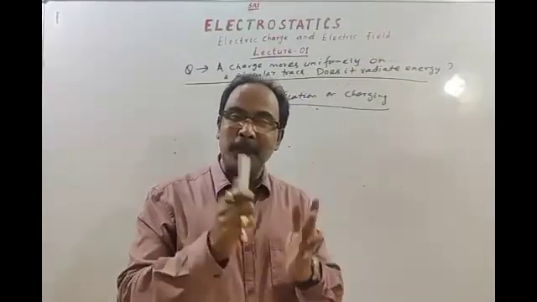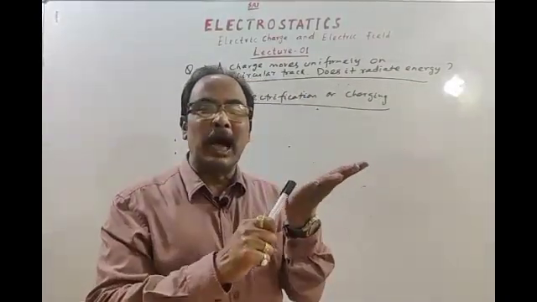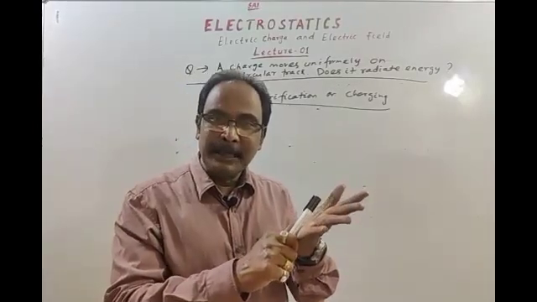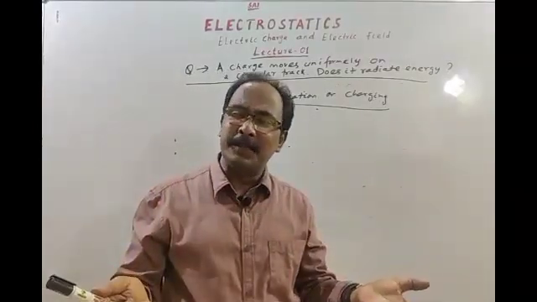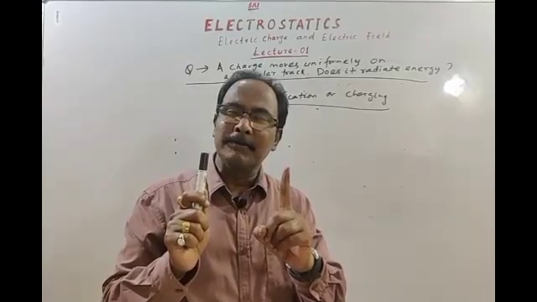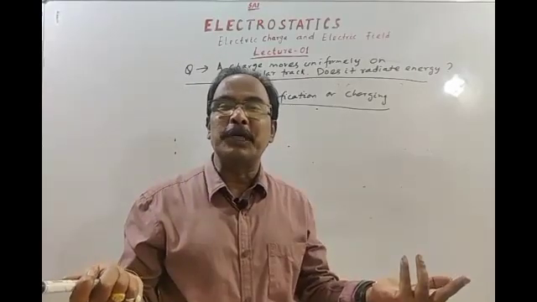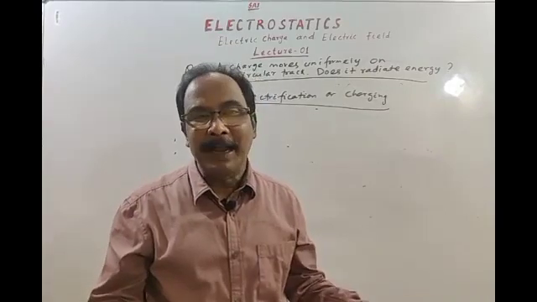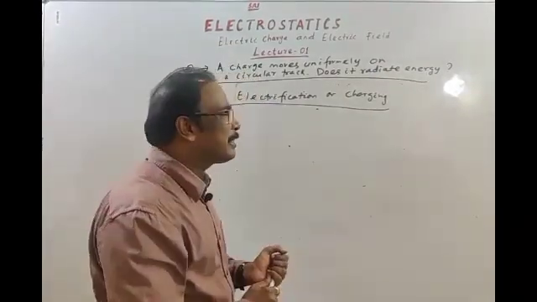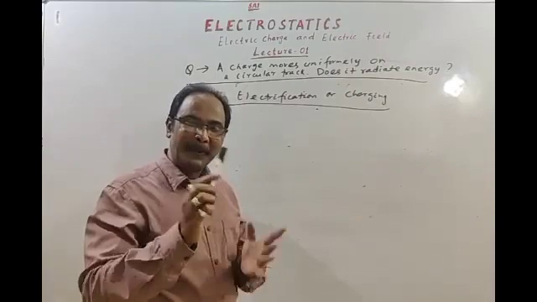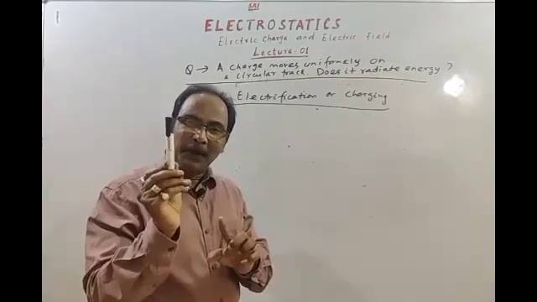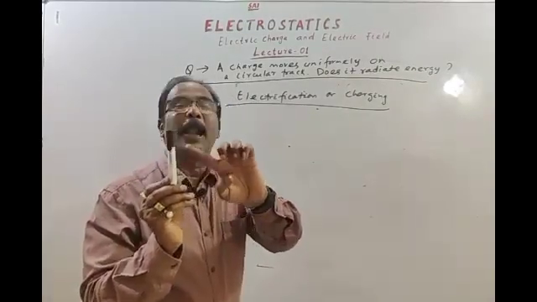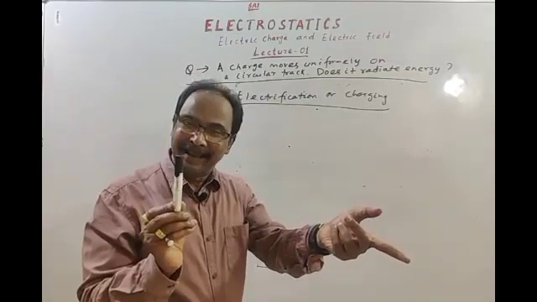After rubbing it, suppose a glass rod is rubbed against silk. If a glass rod is rubbed against silk, then it is found that the glass rod becomes positively charged and silk becomes negatively charged. How does it happen? Because the glass rod is neutral. When it is rubbed, then electrons are transferred from the glass rod to silk.